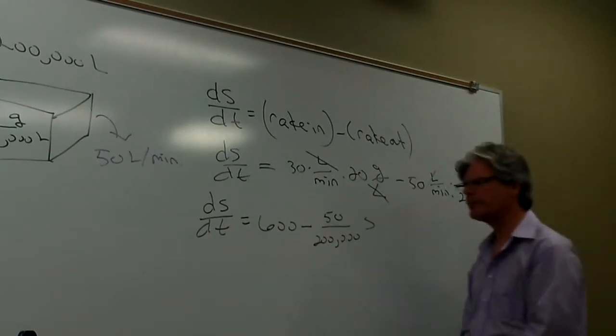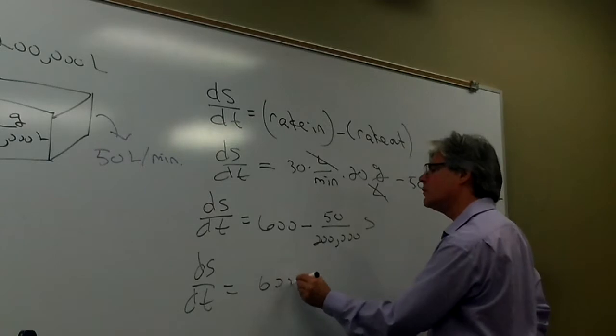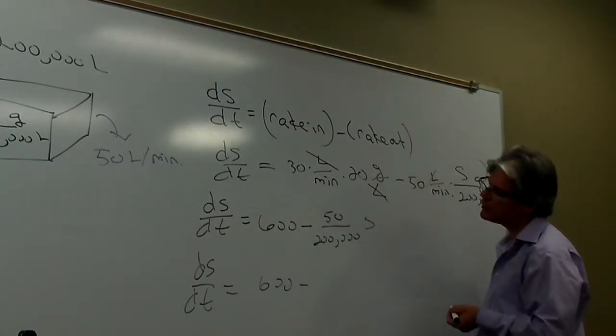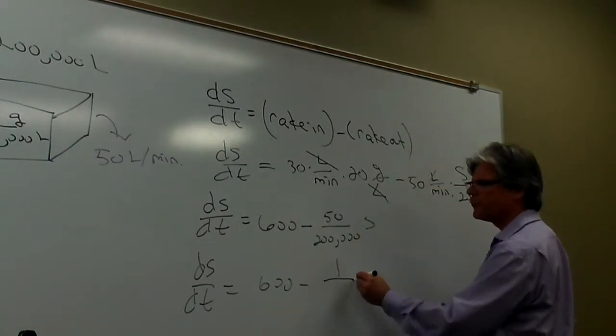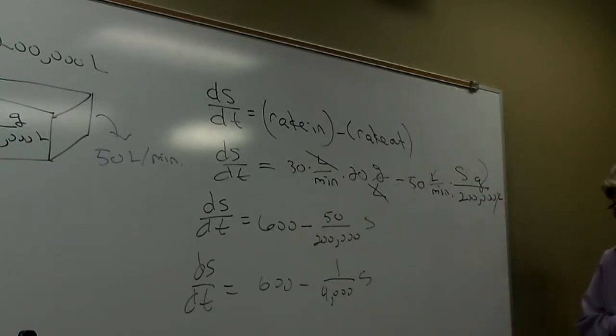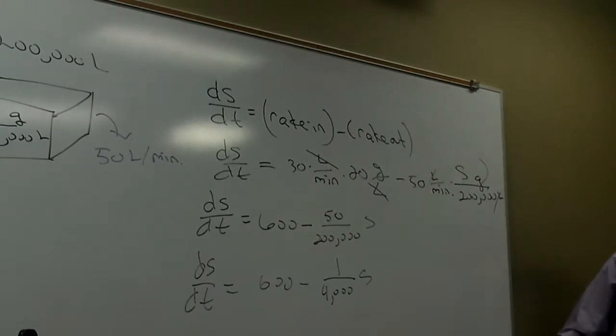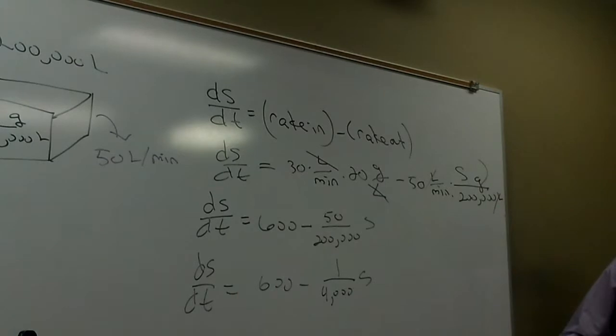Can I clean that up a little bit? Does that mean dS/dt is equal to 600 minus, I don't know, you guys help me with this, 1 over 4,000, I think? You just double check my work. Yes or no? Is that separable? I asked, yes or no? Is that separable? Oh, definitely separable, isn't it?